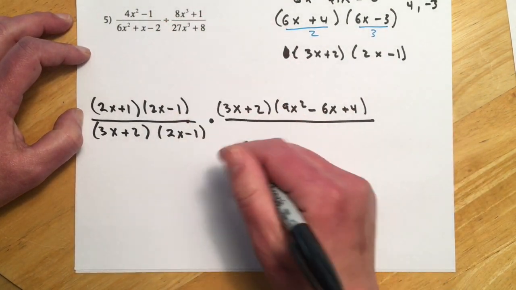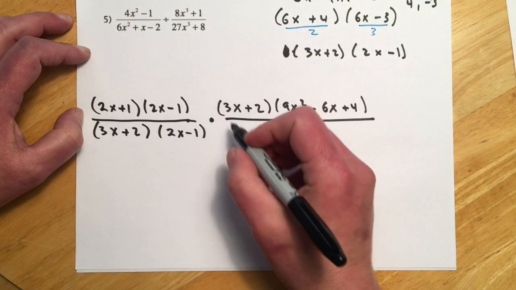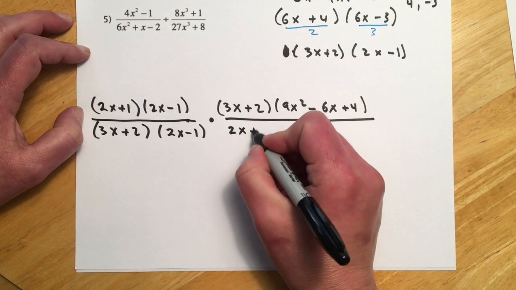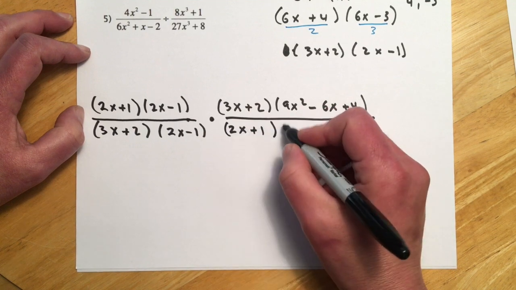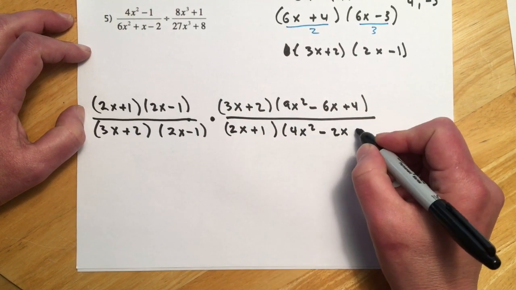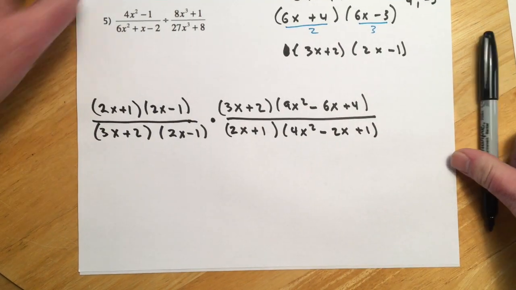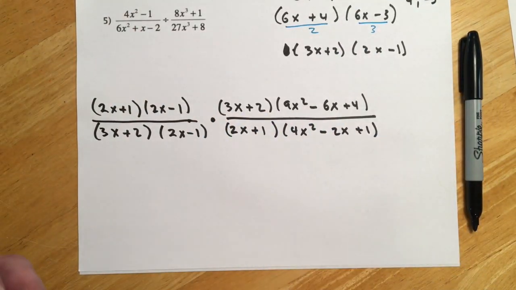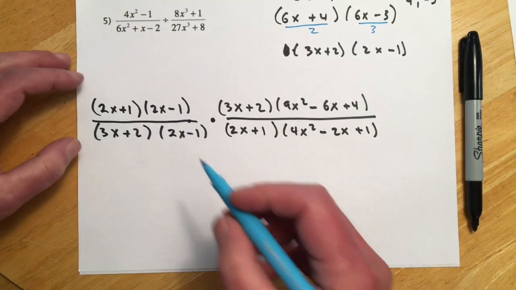And then same thing up here. So again, it's in the denominator because of the multiply. So 2x plus 1, 2x times 2x, 4x squared, and then minus 2x and plus 1. So right there with that problem, you can start to see why the factoring is so incredibly important for this class.